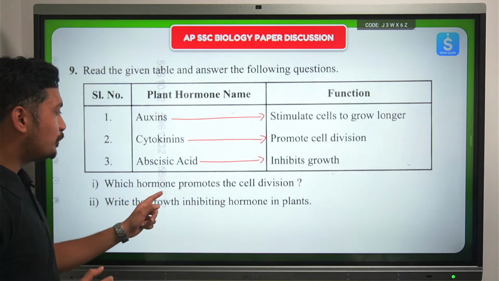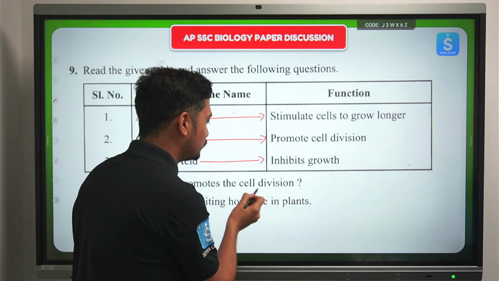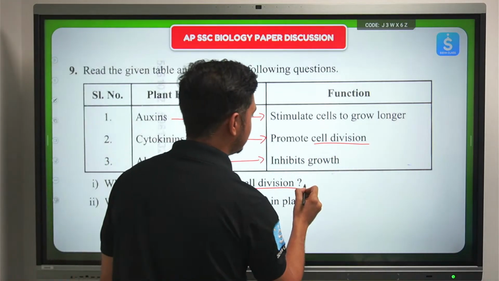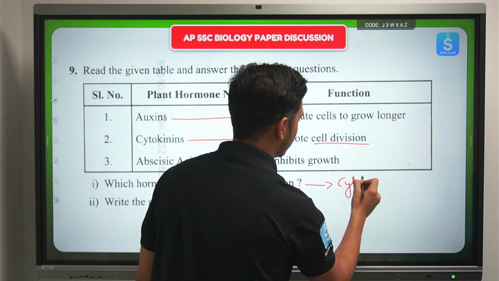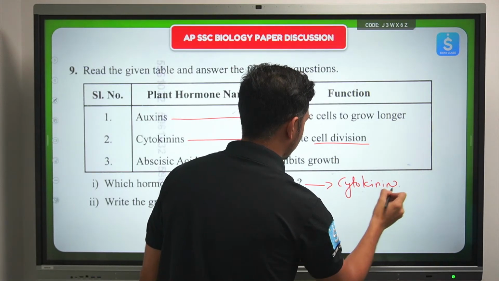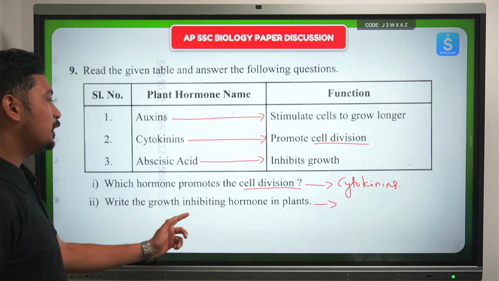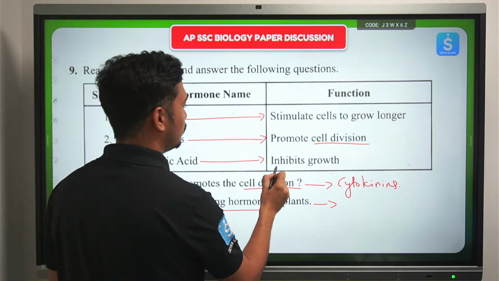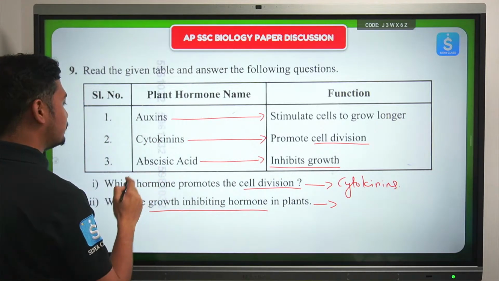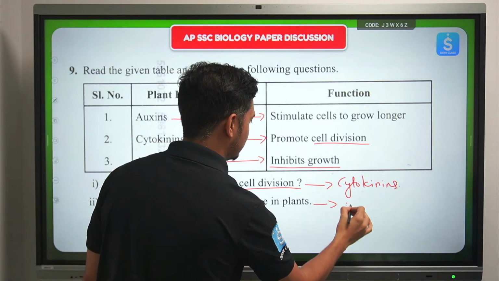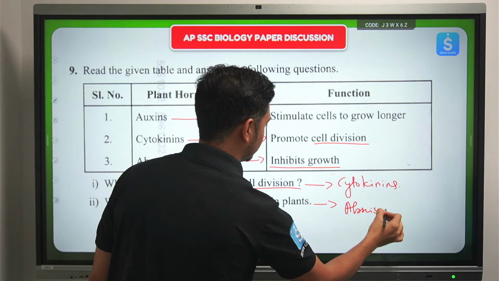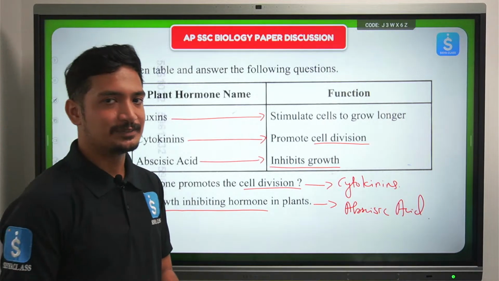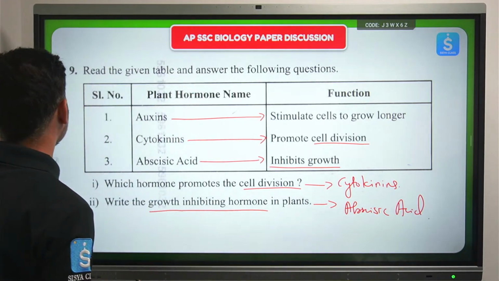Which hormone promotes cell division? What we are supposed to find is cell division, and cell division is the second one, which is cytokinins. Very easy, so we can simply write cytokinins. Then write the growth inhibiting hormone. Here the keyword is growth inhibiting, right? So this one inhibits growth, and therefore abscisic acid is the one. So the answer is abscisic acid. Okay, that's it. 2 marks in your hands. That's how easy this question was. Moving ahead to the next question.